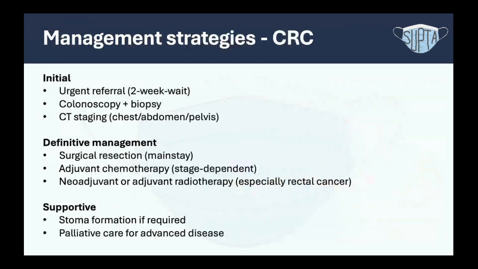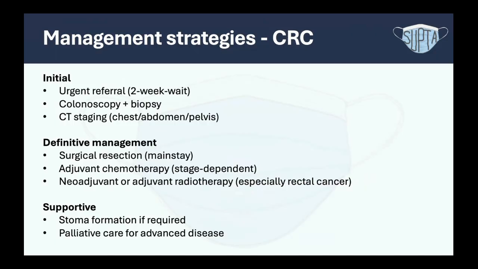So, moving on to management strategies. For colorectal cancer, initially, patients are referred urgently under a 2-week wait pathway, and they will undergo a colonoscopy with biopsy, usually to confirm the diagnosis, followed by a CT scanning of the chest, abdomen, and pelvis for staging and to look for any metastases.